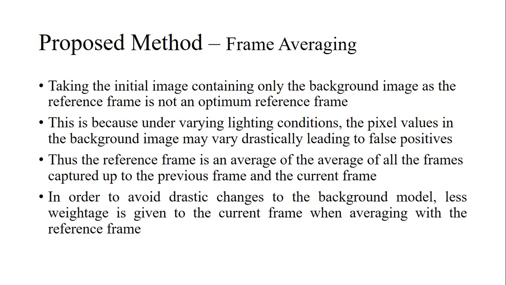Let us take a look as to why frame averaging is required. In order to account for varying lighting conditions as the surveillance goes on for a long duration, it is necessary to ensure that the reference image is constantly updated. Hence, a background model is created, which is the average of all the frames up to the previous frame and the current frame. However, less weightage is given to the current frame when averaging using OpenCV's accumulateWeighted function.